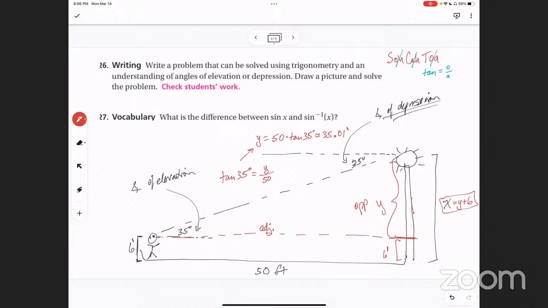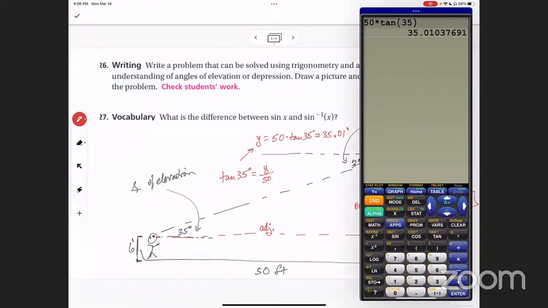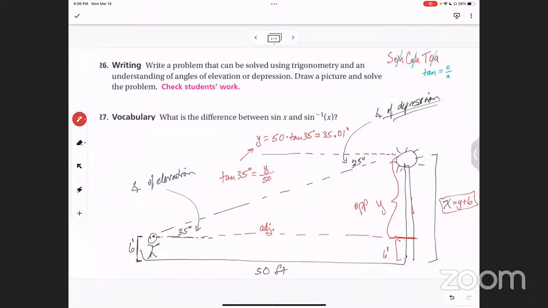So how high is that light? It's 41.01 feet. So I'm going to add 6, so X, I'll write this over to the right. X equals 35 plus 6, which is 41-ish. So that's how tall that light post is. All right. Okay, got it?